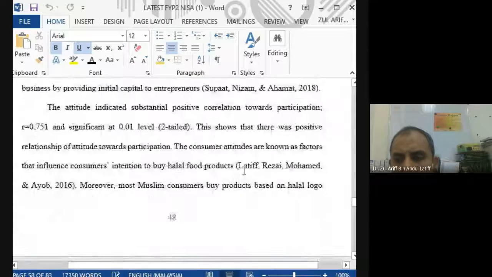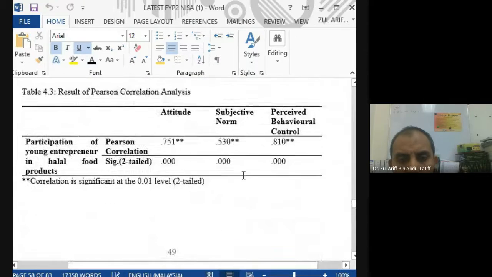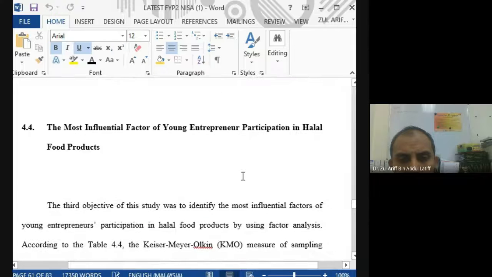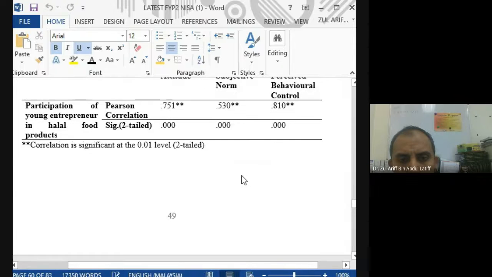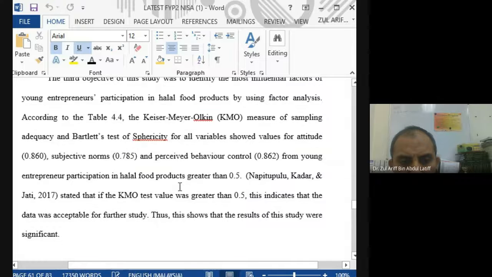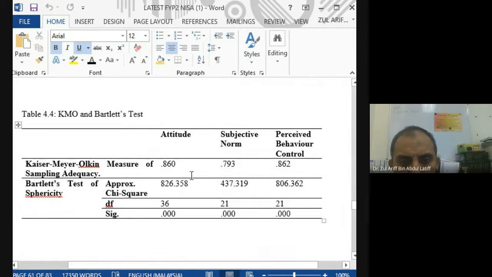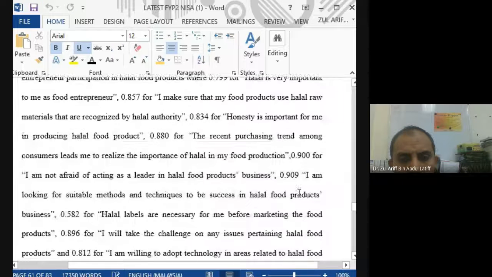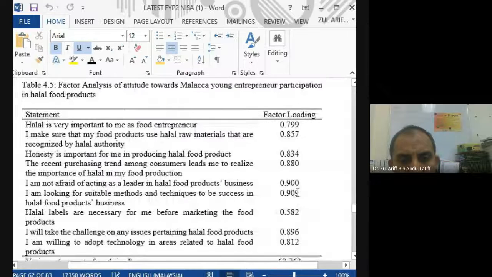Then the second objective, quite good, Pearson correlation of 0.0. And then the third objective, with this high 0.0, I think I showed you on your slide just now. This is the attitudes. Factor loading, all are high except one, 0.5 is a bit low.